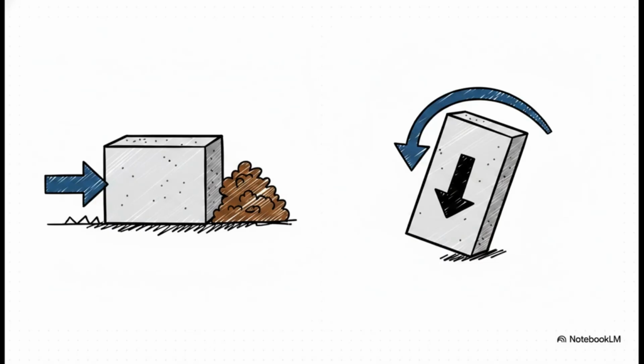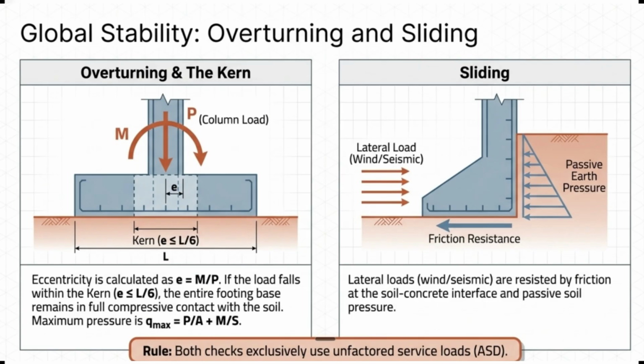To stop that from happening, we run sliding and overturning stability checks using our unfactored service-level loads. For sliding, we're relying on the friction between the rough concrete base and the soil beneath, plus any passive soil pressure pushing back. For overturning, the sheer dead weight of the structure and the massive footing itself provides a resisting moment to keep it anchored. For both of these critical checks, the code mandates a factor of safety strictly greater than 1.5. You want a big safety buffer here, for sure.